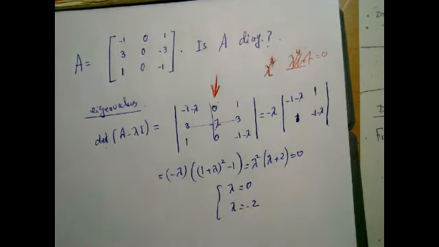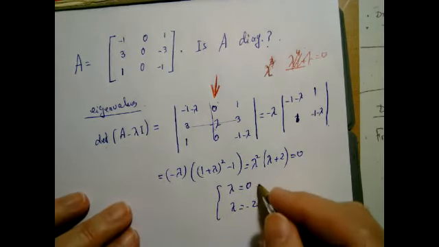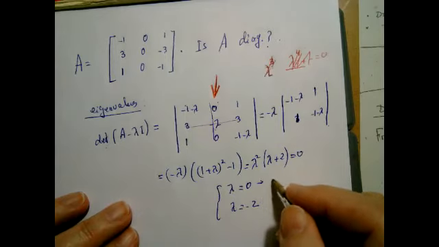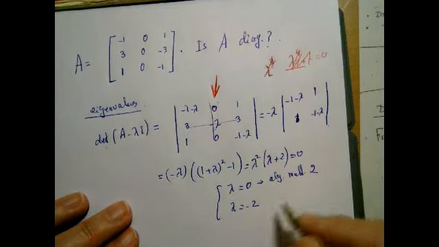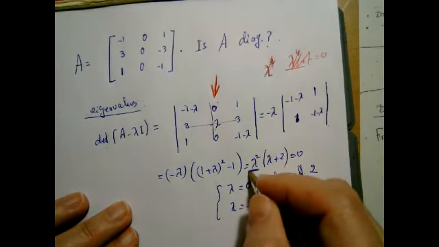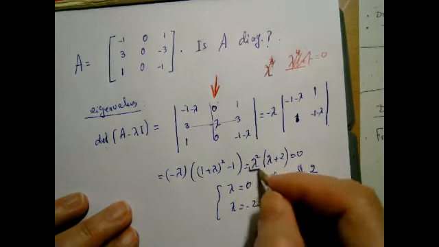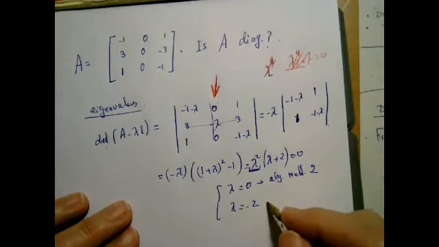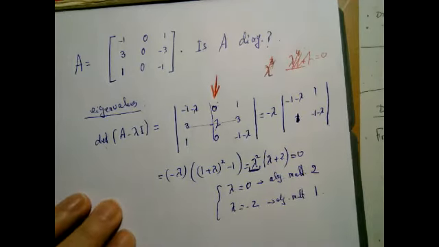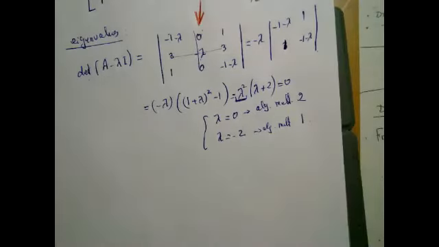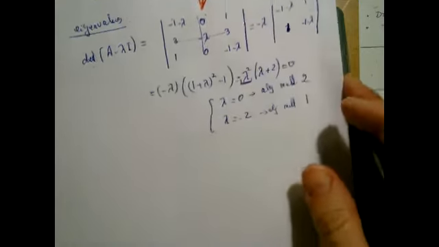So again, I have the issue of two eigenvalues like I had in the previous one. And this is algebraic multiplicity 2, because when we factored, lambda squared occurred twice. And this is algebraic multiplicity 1. Now, the question is, do I have enough eigenvectors? Again, I don't know the answer till I go after them. So I'm going to find them.